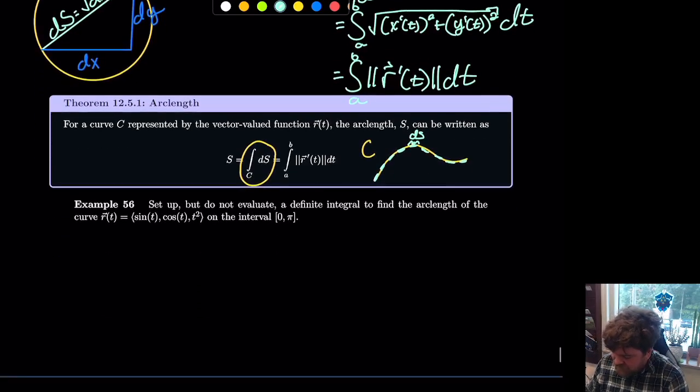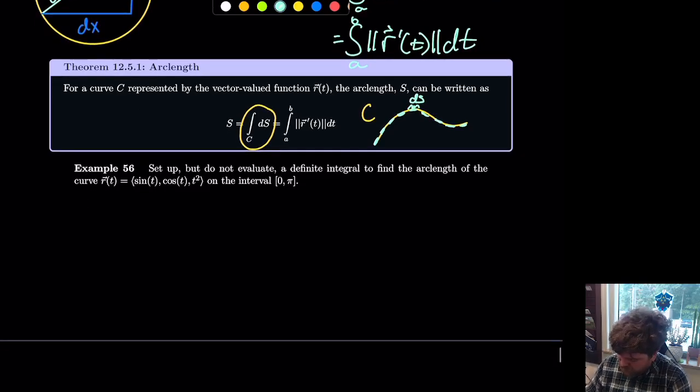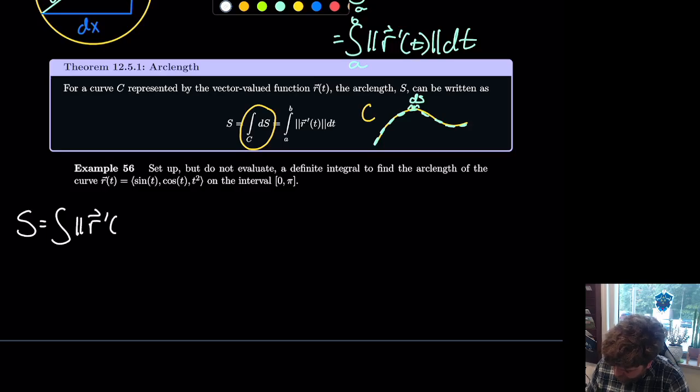All right, let's try out example 56. It's going to be as straightforward as it sounds. It's a setup, but do not evaluate a definite integral to find the arc length of the curve given by r of t equals sine of t, cosine of t, t squared on the interval from 0 to pi. So we have this nice formula for arc length. It's going to be the integral of the magnitude of r prime of t dt on the interval from 0 to pi. So our lower limit will be 0, our upper limit will be pi.